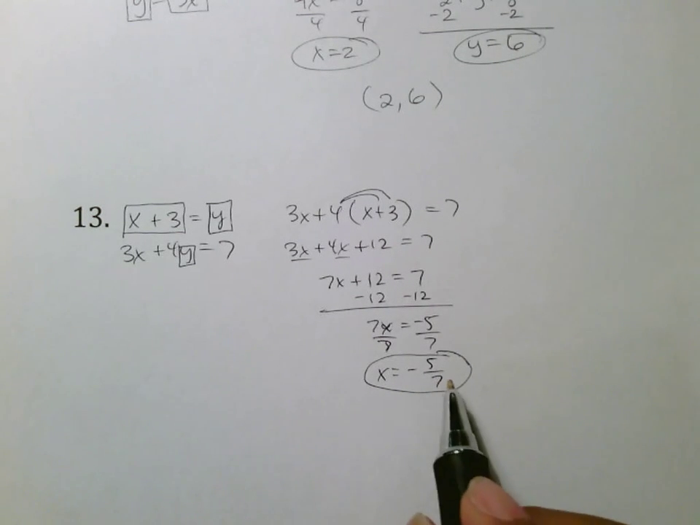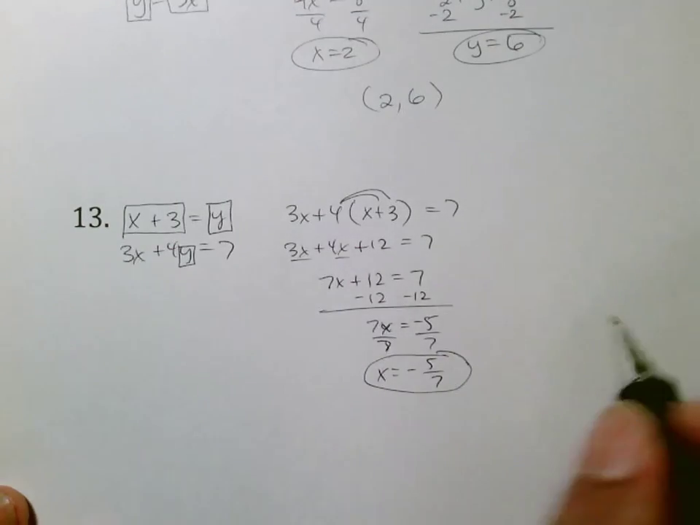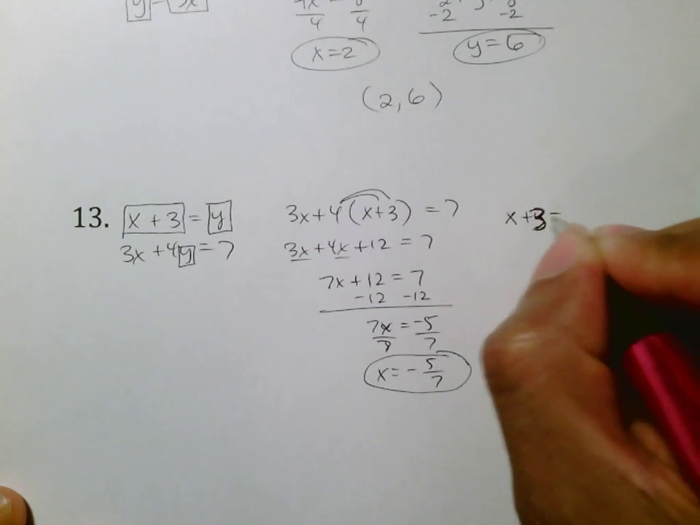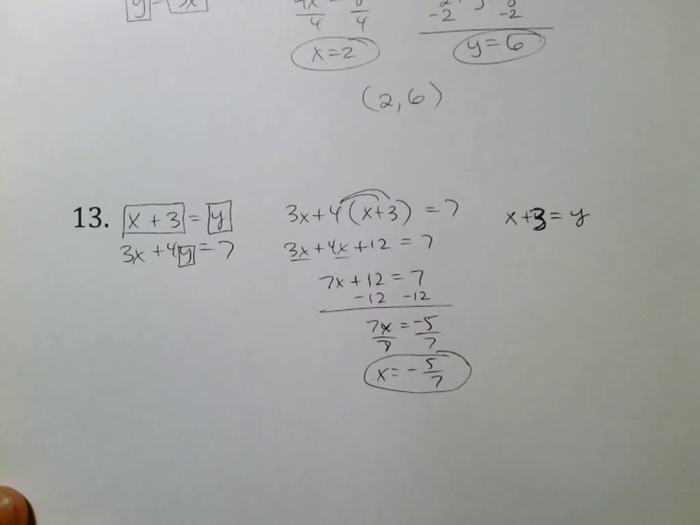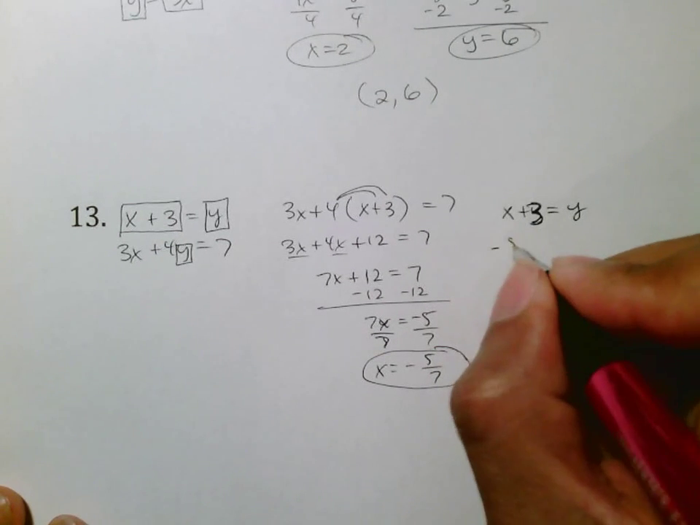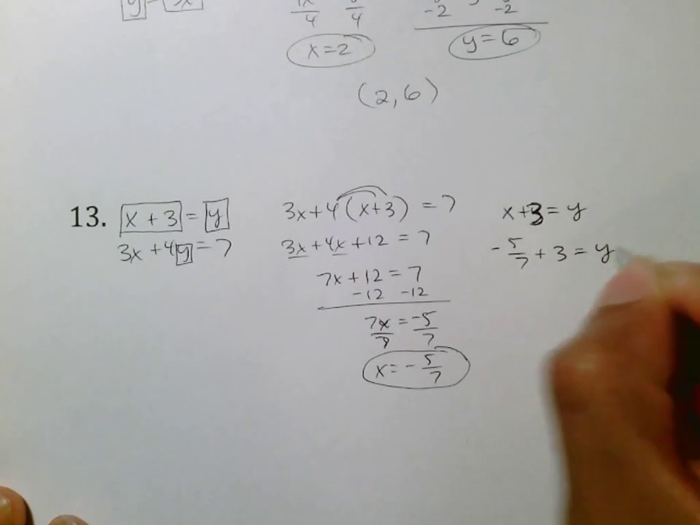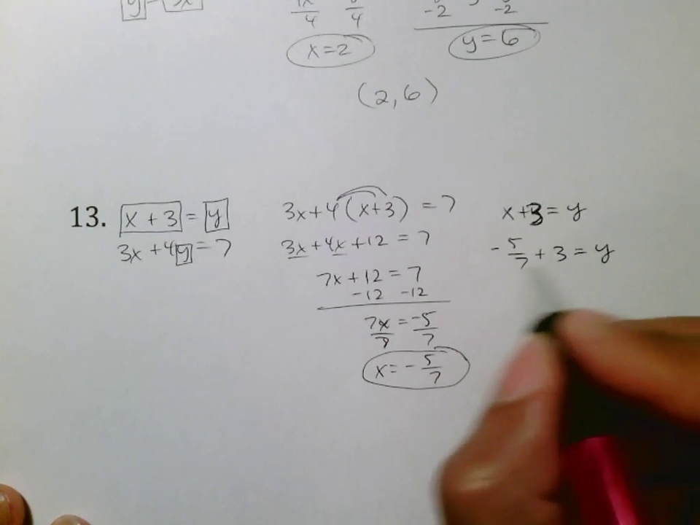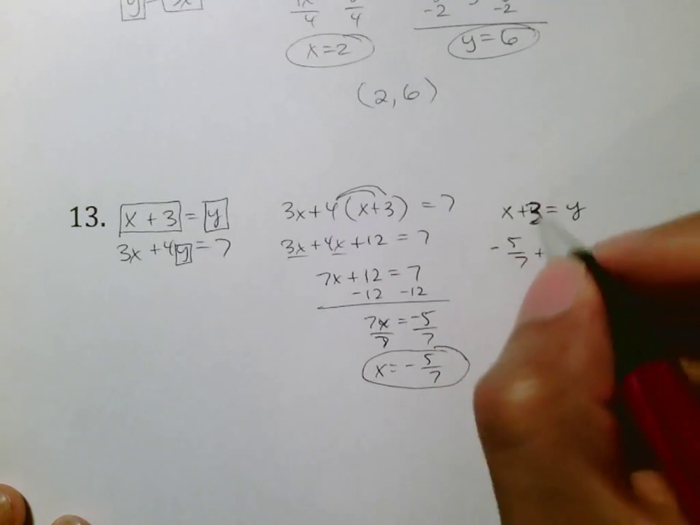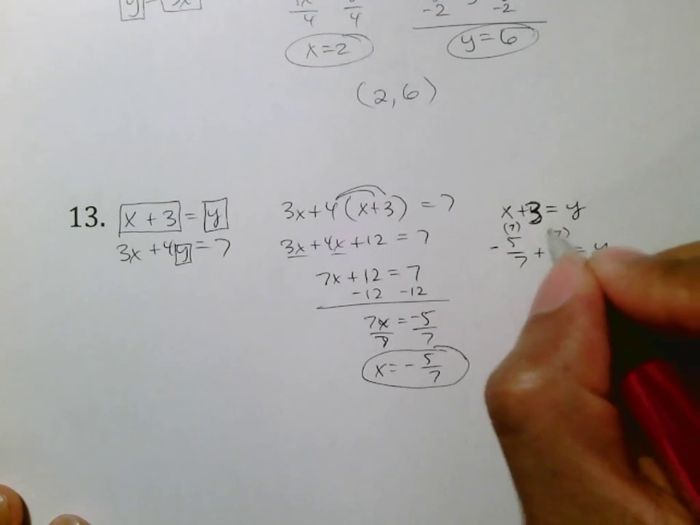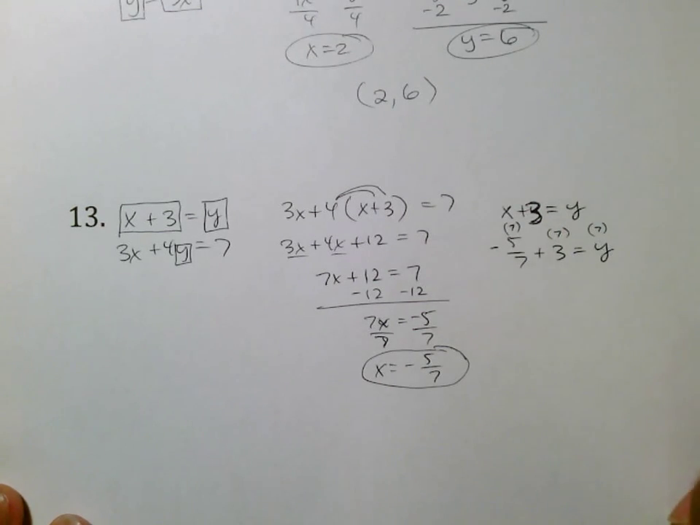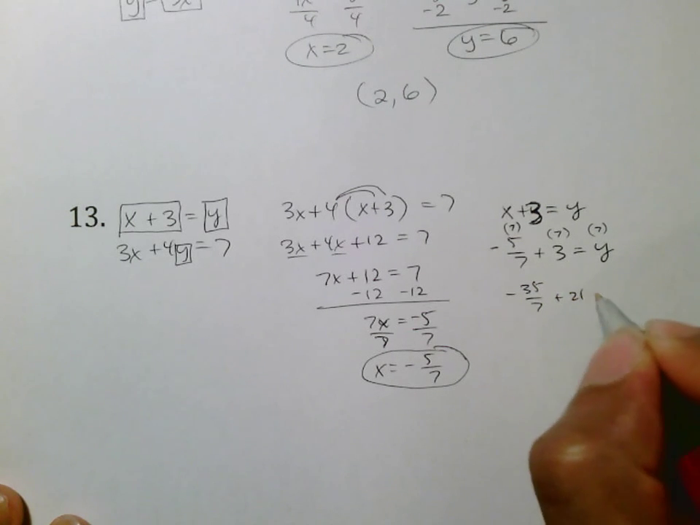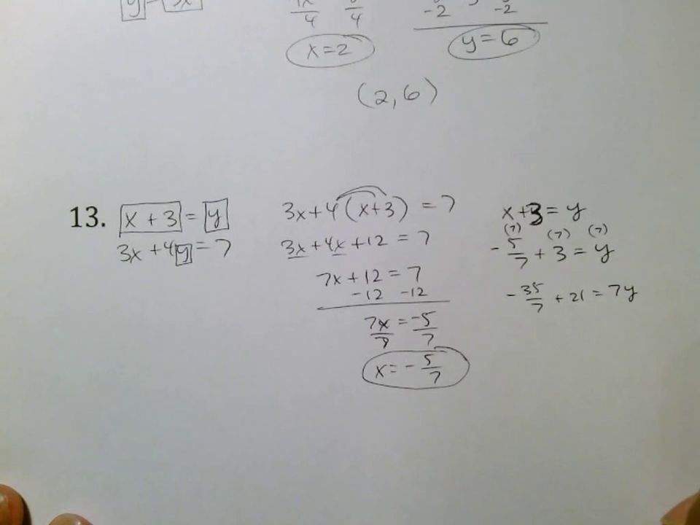At this point, you have to kind of trust it, and let's just see what happens as we plug it back in. Let's get back to our original equation here. X plus 3 equals y, and see what happens here. First off, x turns into negative 5 over 7 plus 3 equals y. We have to remember that we just learned how to deal with fractions. We don't like the fractions, so we're going to go ahead and multiply by whatever's on the bottom, which means we'll multiply everything here by 7. This will become negative 35 over 7 plus 21 equals 7y.